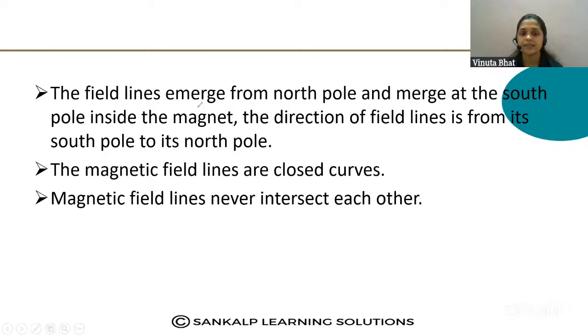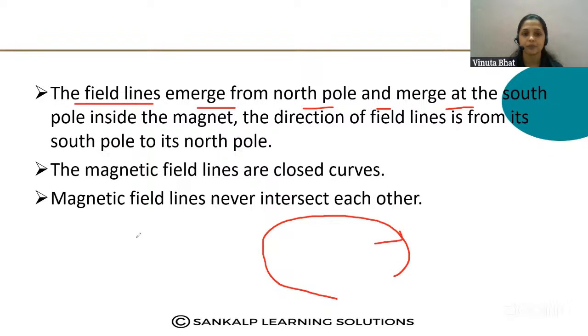The field lines emerge from the North Pole and merge at the South Pole. You know, they emerge from the North Pole and merge at the South Pole.